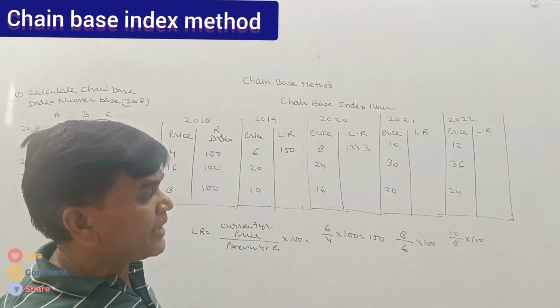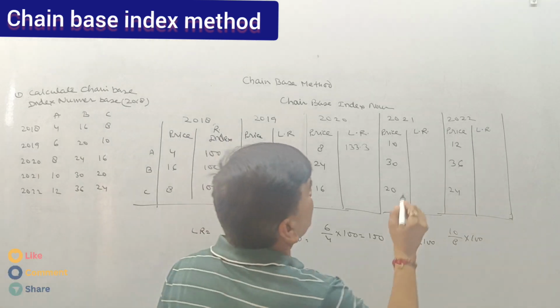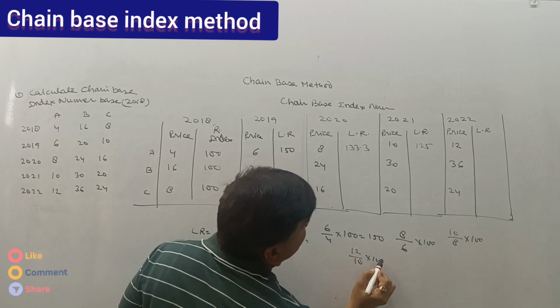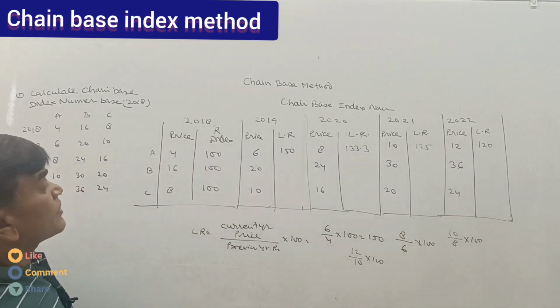So 10 divided by 8, that is 125. And last, 12 divided by 10 multiplied by 100, that is 120. So the first link relative we have calculated.